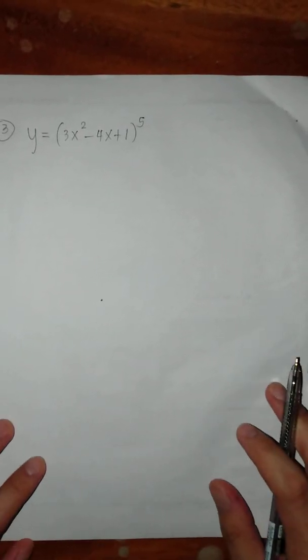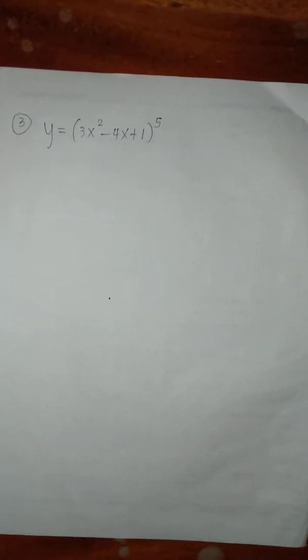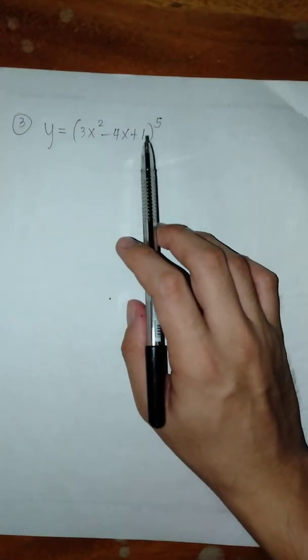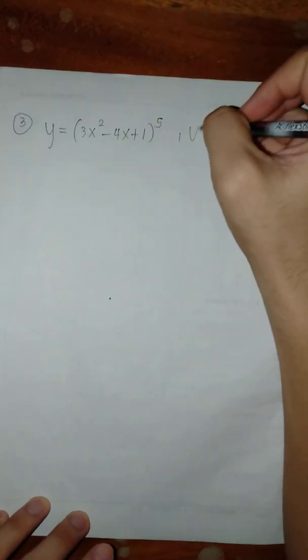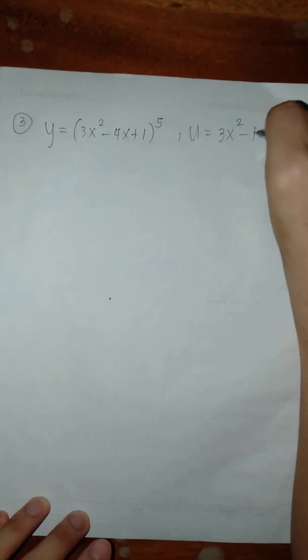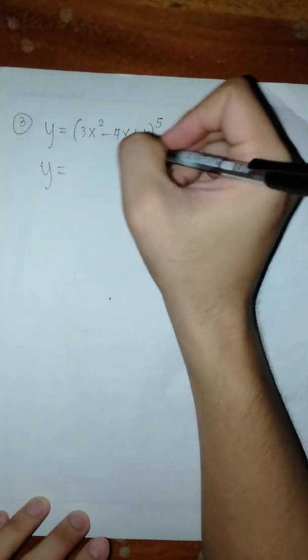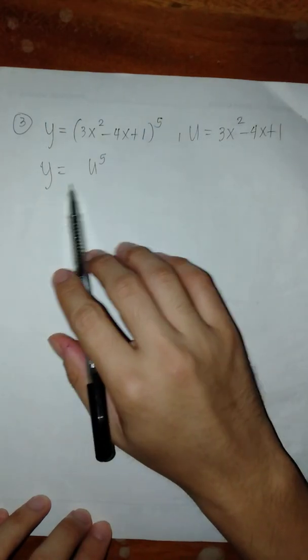Ayan, let's try to solve this one. So, our function now is y equals quantity 3x squared minus 4x plus 1 raised to the 5th power. So, kung apply natin ngayon yung chain rule, let u, nasa loob yan, palitan mo ng u, which is 3x squared minus 4x plus 1. Then, y is equals to, palitan mo ngayon ng u, which is u to the 5 na lang. Diba? Then, take the derivative of these two functions.